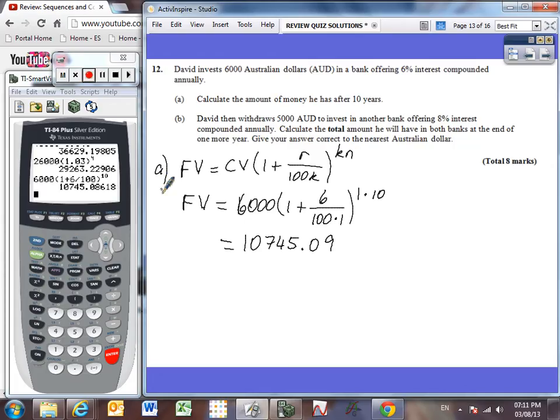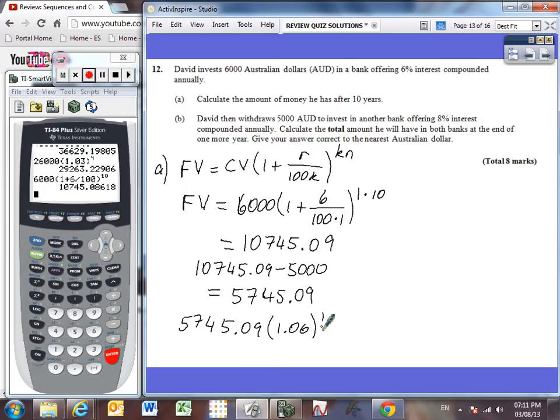Okay, David then withdraws $5,000 to invest in another bank. So if we subtract 5,000 from this amount, the amount that's left in the original bank account is now only $5,745.09. This amount is still going to continue earning 6% interest for 1 more year. And the $5,000 that he's moved to another account is going to be earning 8% interest for that year.